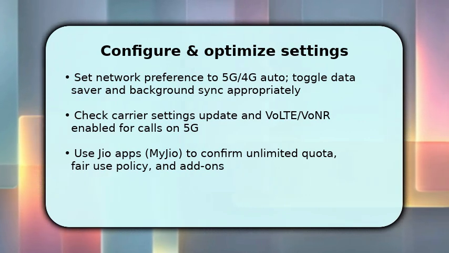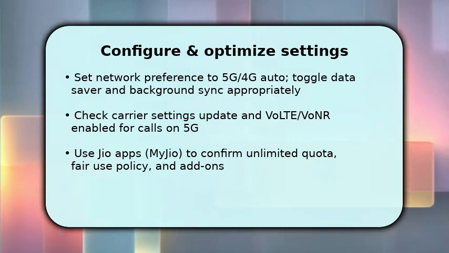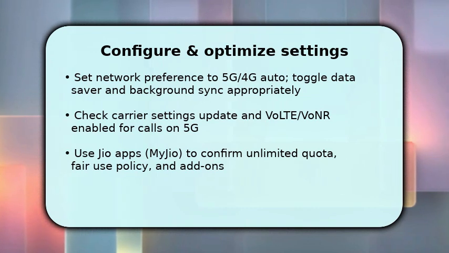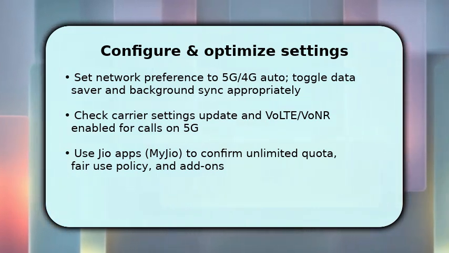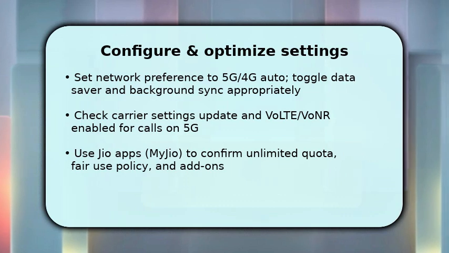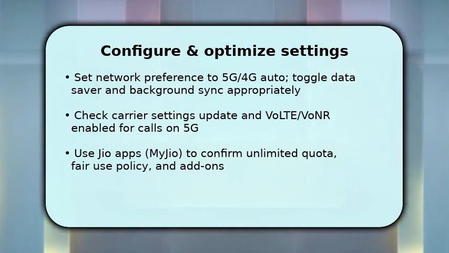modern network. Open My Jio to verify unlimited allowance or any fair use thresholds, apply add-ons if needed, and restart apps that need high bandwidth. These steps reduce interruptions and maximize actual usable throughput.